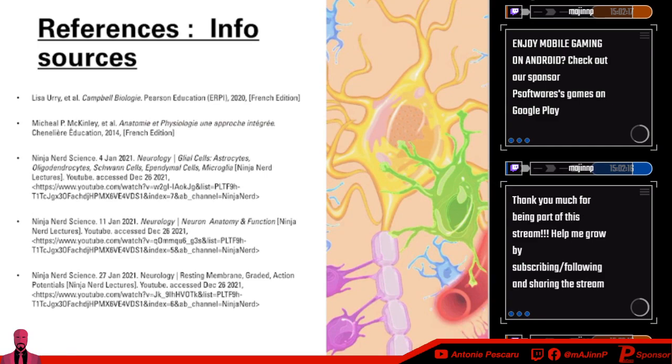So I highly recommend watching his videos about the glial cells, the ones that I mentioned in my videos in the stream at the beginning of the slides. The second one was about the neuron anatomy and the function of the neurons, the one that I explained in the previous slides. And then finally, the resting membrane and graded action potential. If you are curious and want to know more about the subject at hand, I really can't stress this enough. He does really good content.